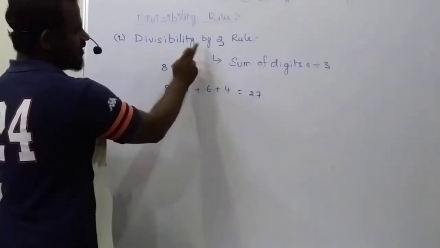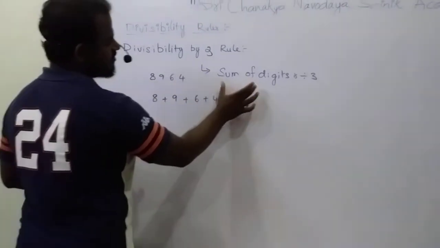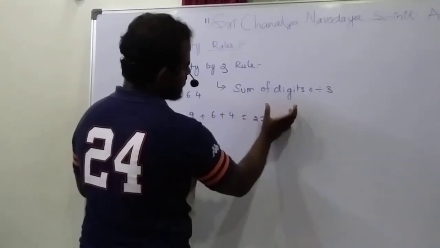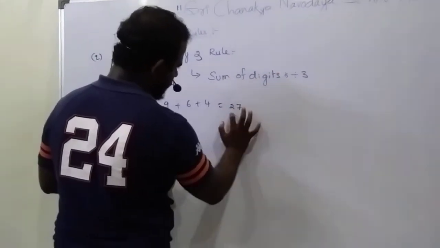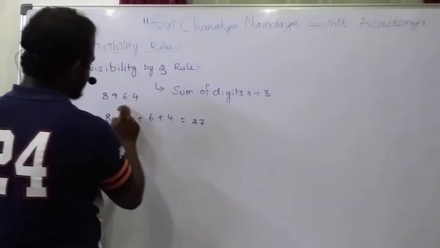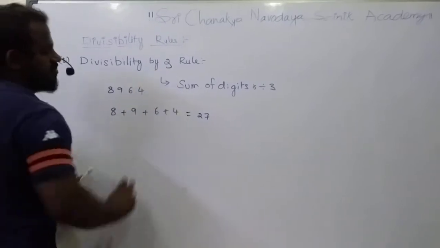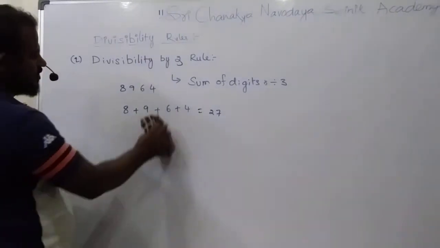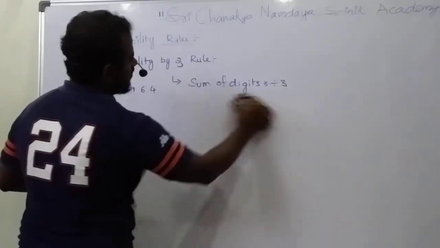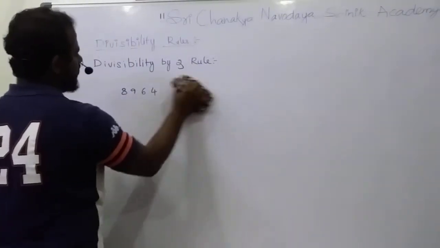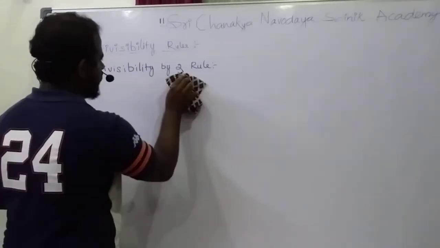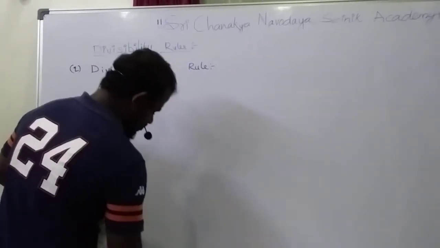So the divisibility by 3 rule criteria is, in the given number we will add all the digits of the number. If the digit sum result is divisible by 3, then we will say this number is divisible by 3. So this is about the divisibility by 3 rule. We will see the next divisibility rule, that is the divisibility by 4 rule.